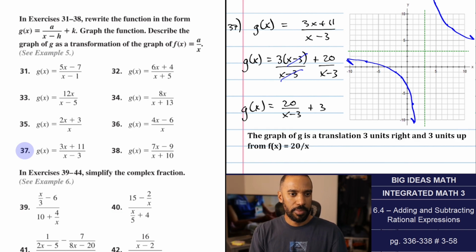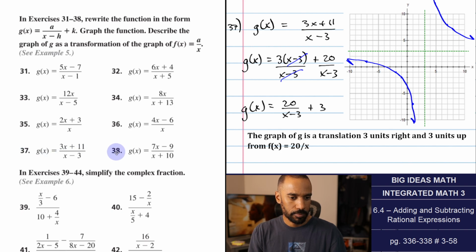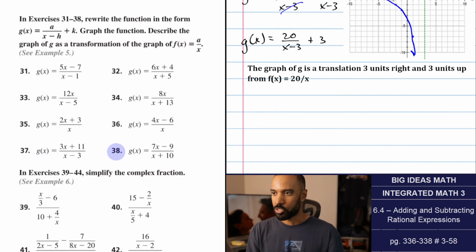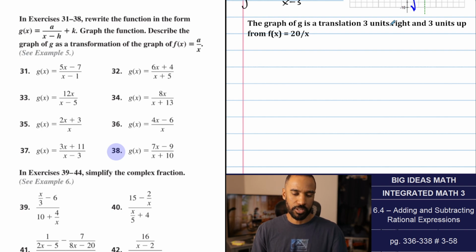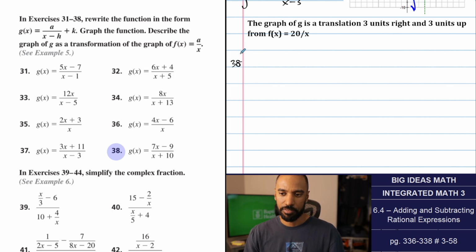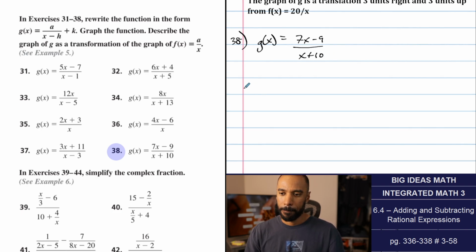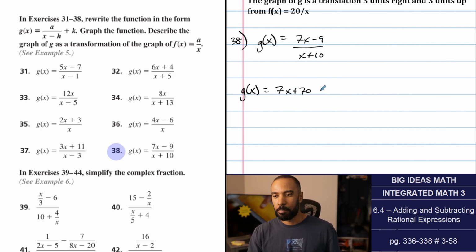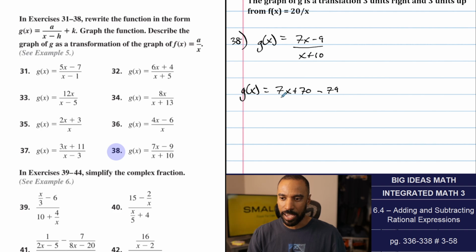All right, the last one from this set, number 38. The x plus 10 is a little alarming because we have to go 10 units left, and so I can't get any points to the left if I just keep my scale the same. So g of x equals 7x minus 9 over x plus 10. I think we have to do this one in full. Like 7 distributes into x plus 10 and gets 7x plus 70. 70 minus 79 would give you negative 9. So that's where I'm going to take these x plus 10s into the fold right there.